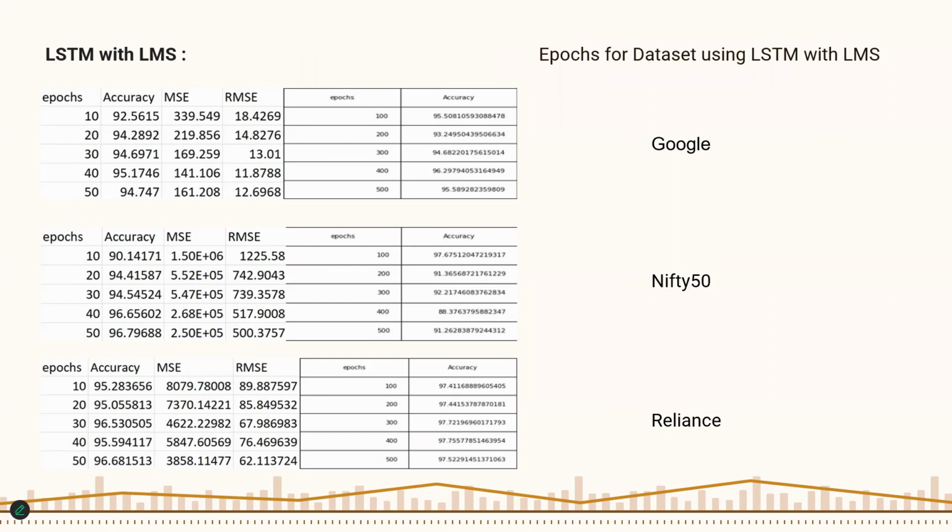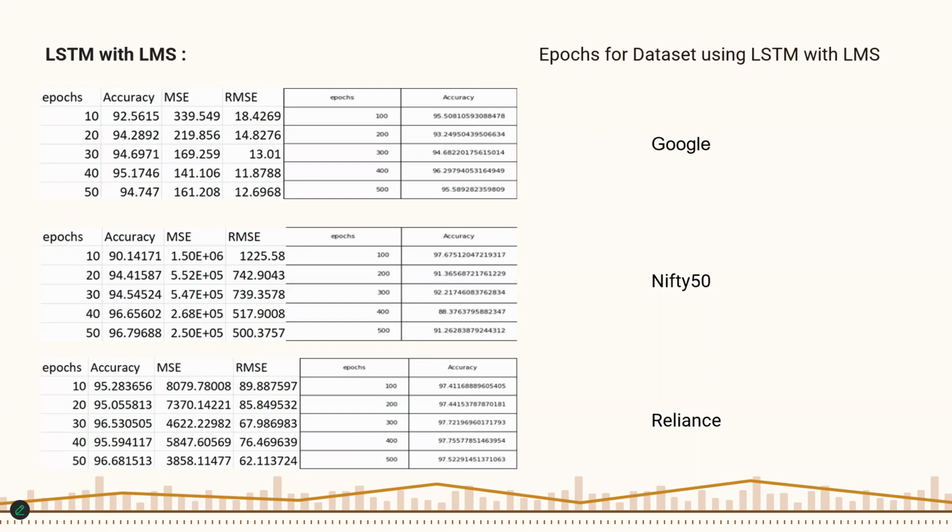Coming to the first, the Google dataset, the initial performance at 10 epochs, the model achieved 92.56 accuracy with MAE of 339.55 and RMSE of 18.42. And the performance at 50 epochs, you can have a look, that's improved to 94.75. And coming to the extended epochs, by 500 epochs, its accuracy is stabilized at 95.58, showing minimal gains beyond 50 epochs. And the same you can have a look for Nifty 50 and Reliance as well.